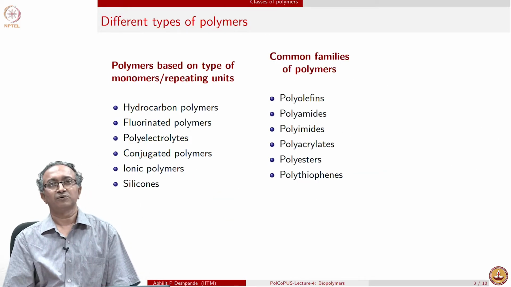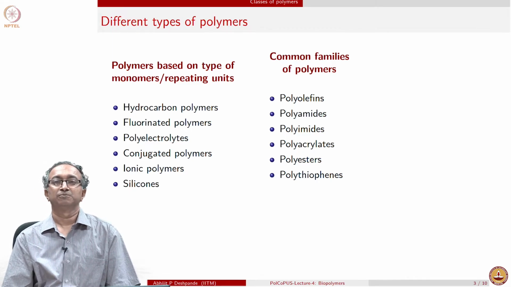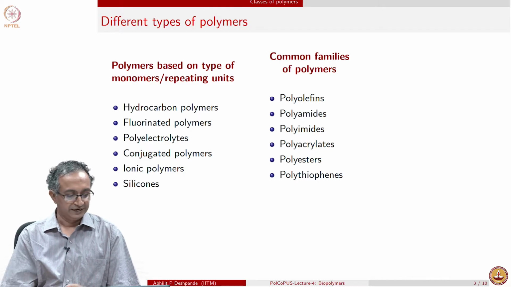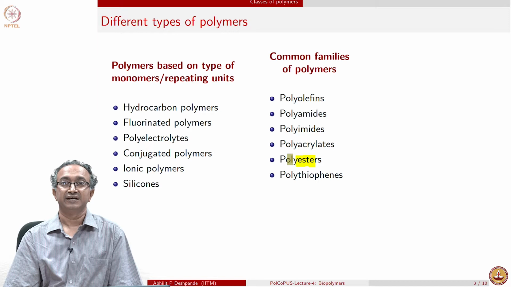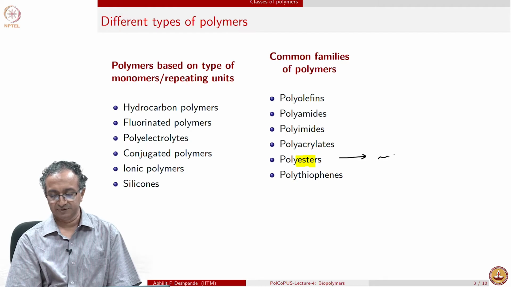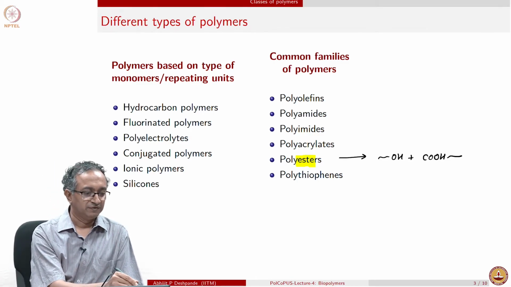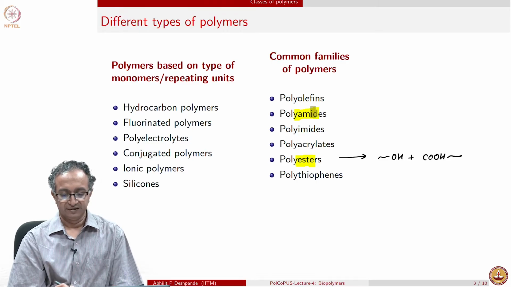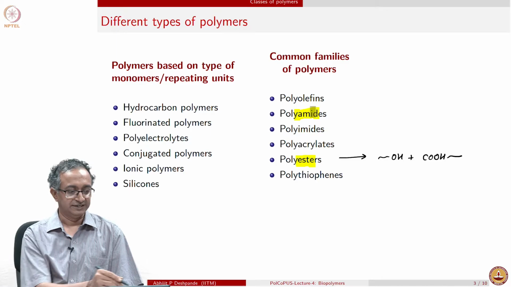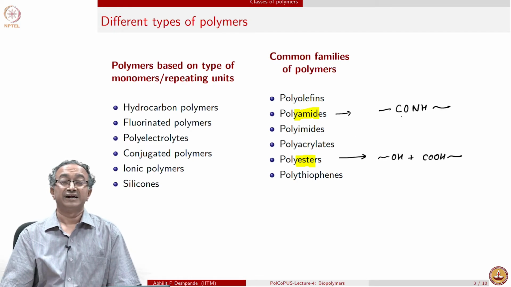There's another way. Quite often we refer to a family of polymers, and this is based on whatever is the repeating unit or monomer in the polymer. For example, polyester clearly implies an ester bond, and we know that ester is formed based on a reaction between a hydroxyl group and a carboxylic acid group. Similarly, we also have polyamide. Nylons are all examples of polyamide, and so here what you will see is a repeating unit like this. So this is called the amide linkage.